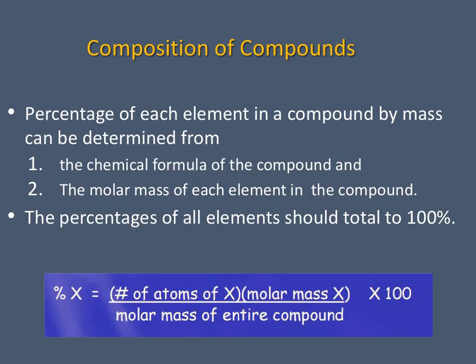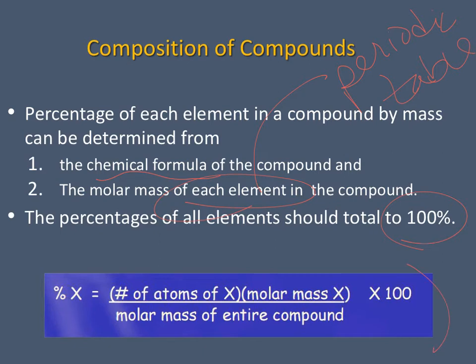And so, obviously, you need the chemical formula in order to determine percent composition. And then, of course, you need the mass of each element, which you get from the periodic table, that average of mass. And remember, anytime you're doing any type of percentage, all of the individual percentages of the elements in one compound should total up to 100%.